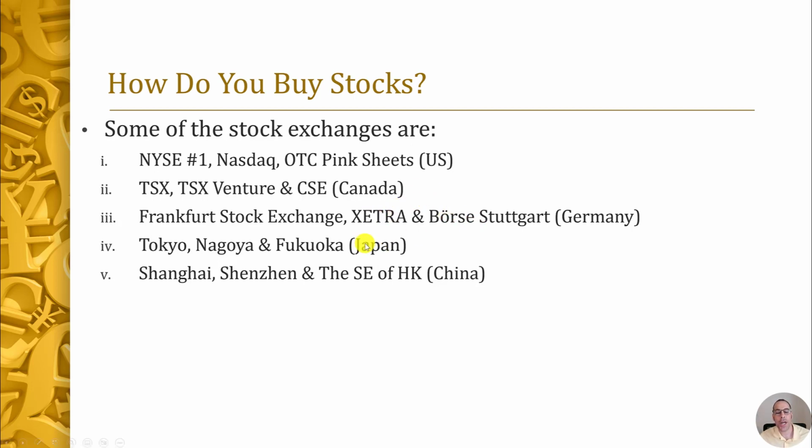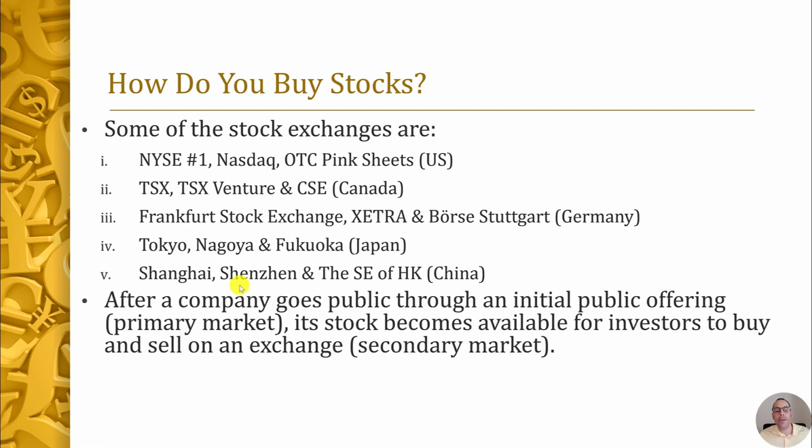Another top 10 exchange is in Japan, the Tokyo Stock Exchange. There's also the Nagoya or Fukuoka. If you live in China, there's the Shanghai Stock Exchange, the Shenzhen, and the Stock Exchange of Hong Kong. If you invest in the primary market, that means you're buying the stock directly from the company when they IPO. But I think all the shares of stock I bought and sold were in the secondary market.